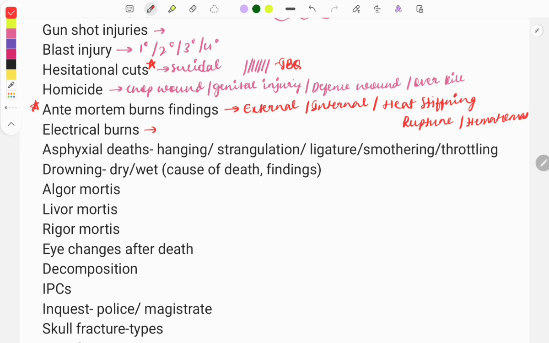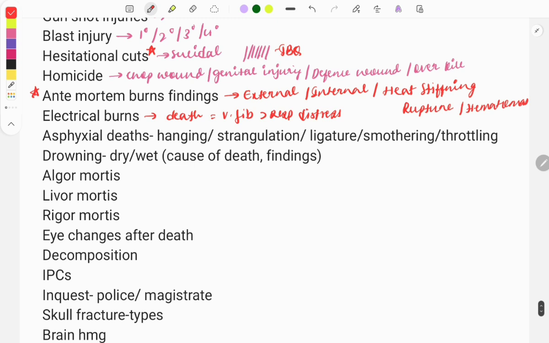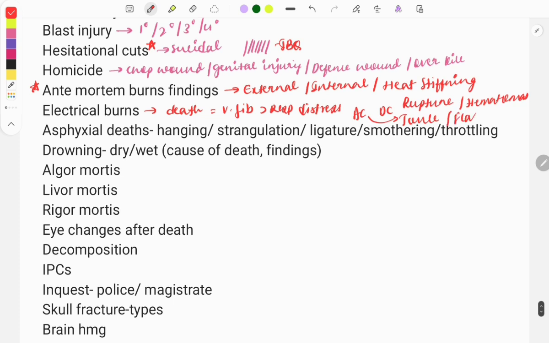Then moving on to the electrical burns. The most common cause of death in the electrocution is the ventricular fibrillation, repeatedly asked one-liner. And then second most common is the respiratory distress. Okay. Then questions are asked on which kind of features are seen with the AC burn and the DC burn. So with the AC burns, you can see the joule burns, and on the high voltage, you can see the flash or the crocodile burn. Image-based questions are asked.